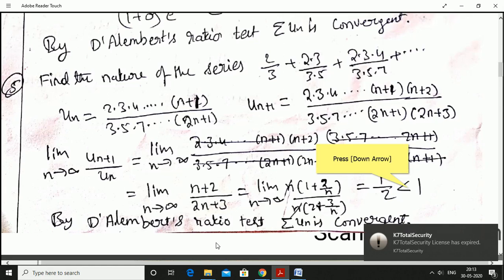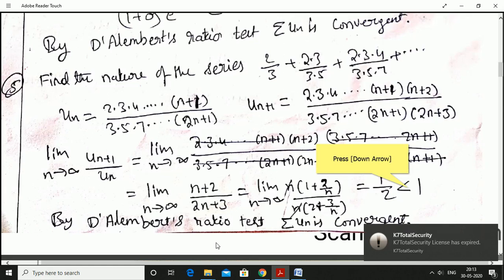I hope you followed. un plus 1 is 2 into 3 into 4 into dot dot n plus 1 into the next term, which will be n plus 2. And in the denominator, 3 into 5 into 7 up to 2n plus 1. If I replace n by n plus 1 here, 2n plus 2 plus 1, 2n plus 3 it is.